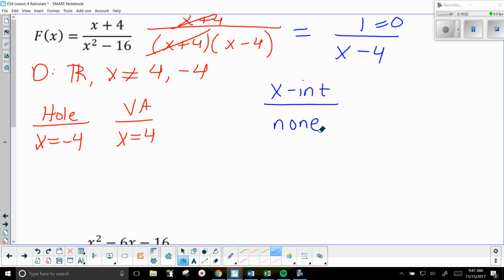And then there's nothing to solve for here. There's no more x's on top. So if I set 1 equal to 0, that doesn't make any sense. So there's no x-intercepts. And then the last thing, the horizontal asymptote, the degree on the bottom is larger. So what is my answer?